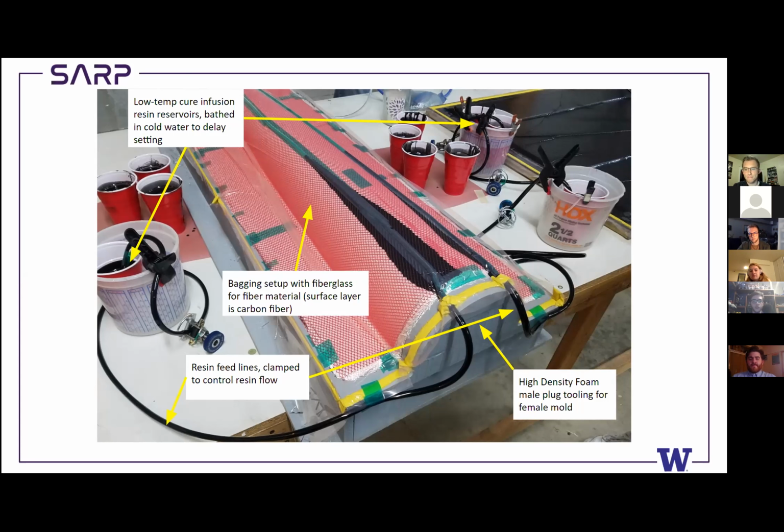In this case, it was fiberglass for the fiber material. As you can see, the resin spreads out up top, and what's supposed to happen is it goes through all the different layers at the same time. And then on the bottom right, we have the high density foam male plug, and that's what gives the shape of the mold. Next slide, please.